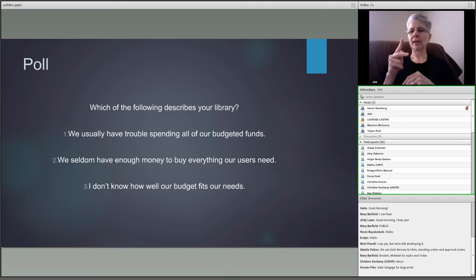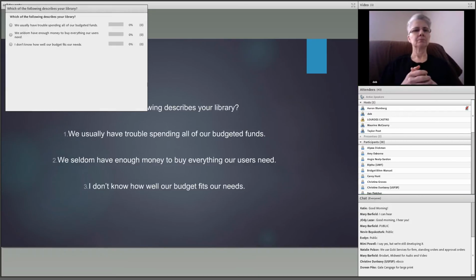All right, I think this is our final poll. I want to see which of the following describes your library in terms of budget. Let's see, bring the poll up. So do you usually have trouble spending all of your budgeted funds? Or do you seldom have enough money to buy everything that your users need? Or do you not know how well your budget fits your need?